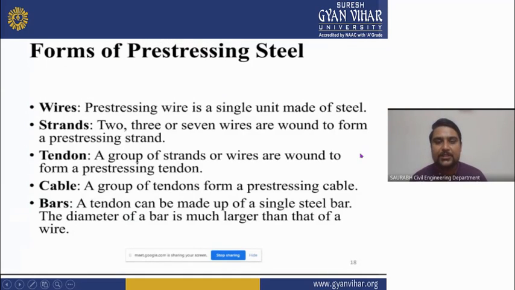Now we will see the form of prestressing steel. First is wire, which is prestressing wire, a single unit made of steel. Strand: two or three or seven wires are wound to form prestressing strands. And there is also tendon. It is a group of strands or wires wound to form a prestressing tendon. There is cable, a group of tendons forms a prestressing cable. Bar: a tendon can be made up of a single steel bar. The diameter of a bar is much larger than that of a wire.